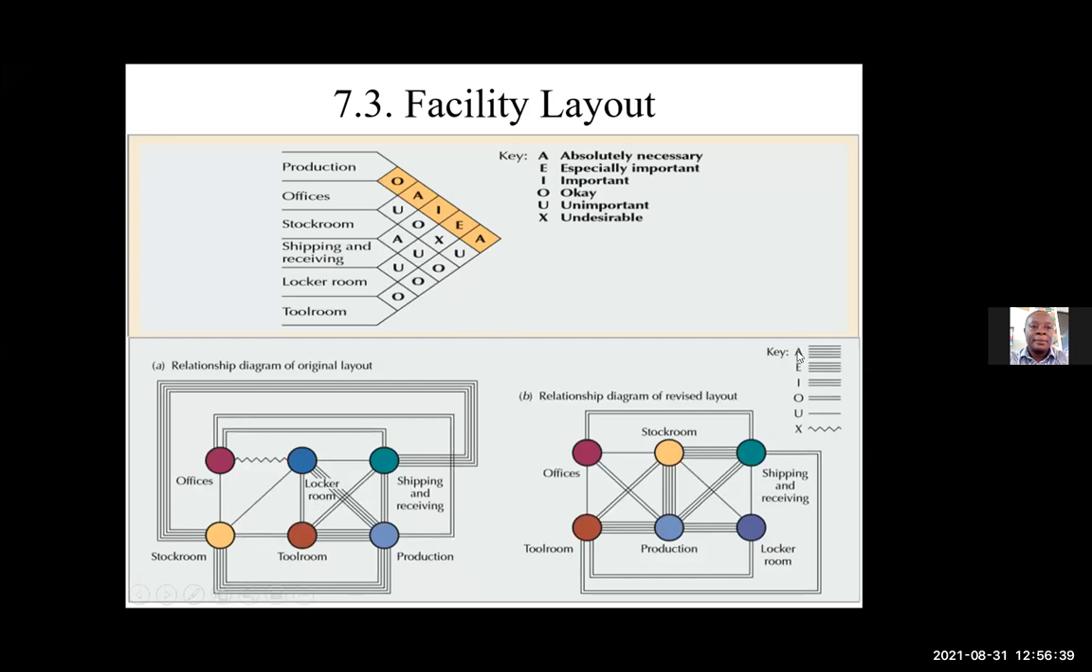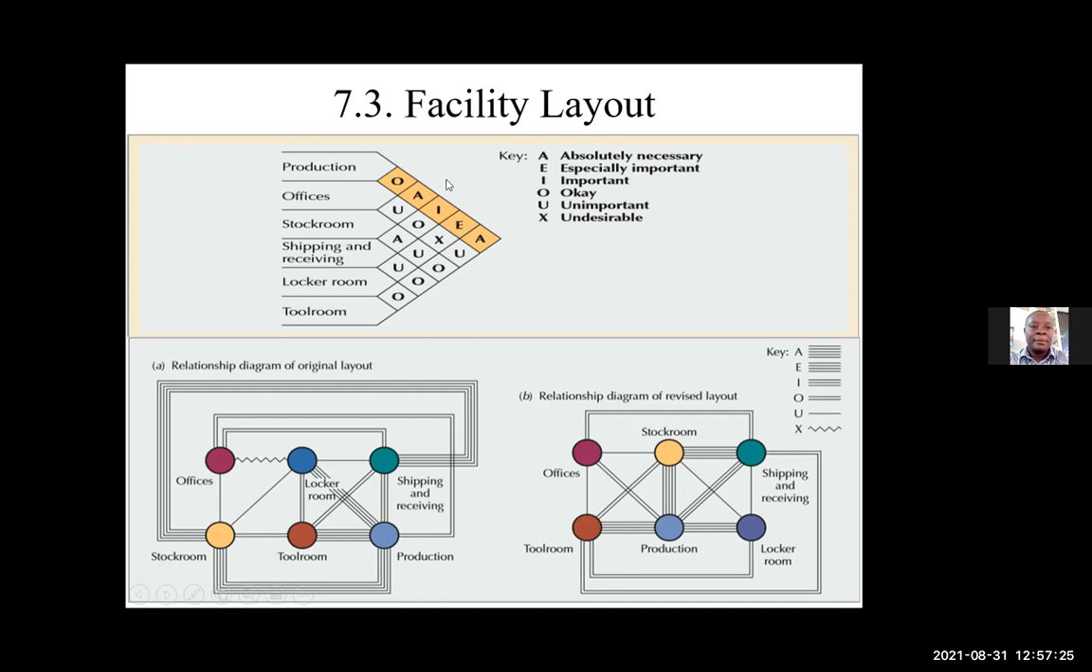And in relationship diagramming, we represent A with 5 strands of lines. We represent E with 4 strands of lines, I with 3 strands of lines, O with 2 strands of lines, U with 1 strand of line, and X with a zigzag line. Please take note. So when you have this and you are asked to redo the layout, the idea is that we want to reduce these longer and bigger strands of lines. We want to make them shorter. The shorter, the better. Okay?